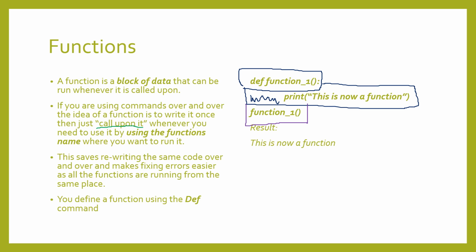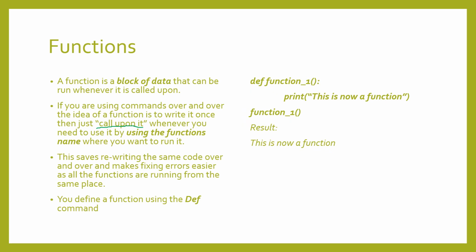So I could write a million other lines of code, and then if I just write function 1, it would print that line out exactly the same because that function is being called upon. And it means I only need to write this once. I don't need to replicate it, which means if I get it right once, I'll get it right every single time. That's why we use functions. Now, the easiest thing to get wrong or forget to do is to define them. So make sure you define your function with the word def. And remember the brackets and the colon.